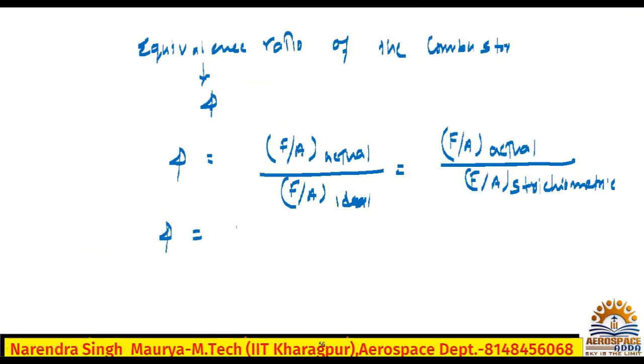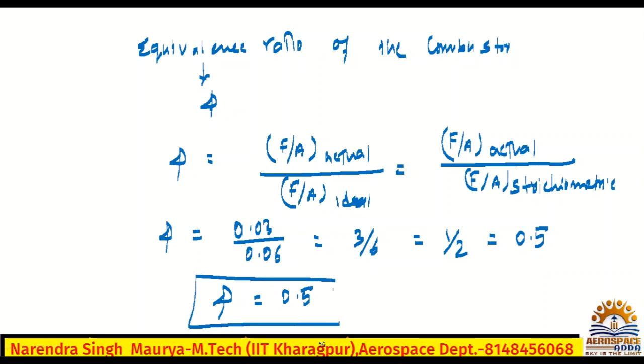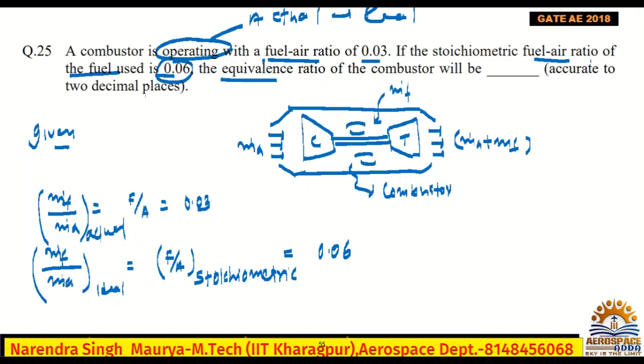So it is 0.03 divided by 0.06. What is the value of phi? It is 3 by 6, that is 1 by 2. The equivalence ratio is 0.5, or in percentage 50%. They are not asking for a percentage, they are asking for accuracy to 2 decimals, so it is 0.5. This is your answer. I hope you understood. All right, we'll go to the next question.